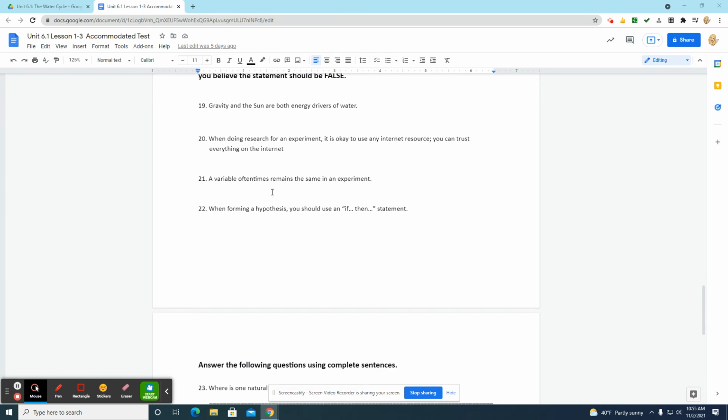Number 21. A variable oftentimes remains the same in an experiment. Is that statement true or false? Number 22. When forming a hypothesis, you should use an if-then statement. Is that statement true or false? When forming a hypothesis, you should use an if-then statement.